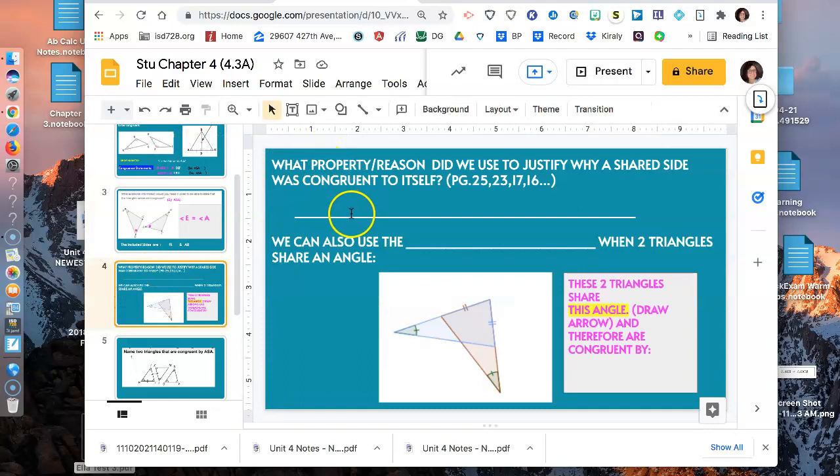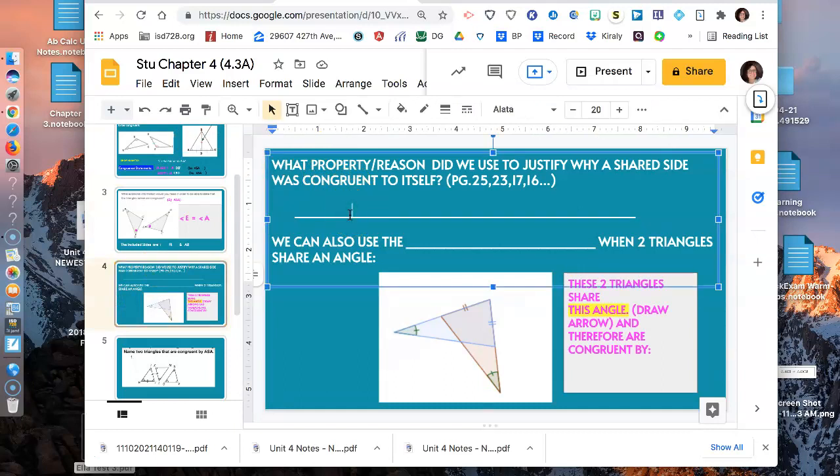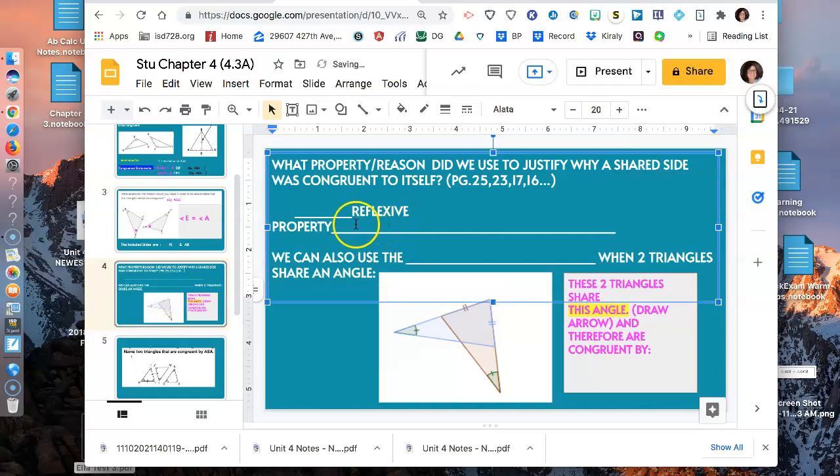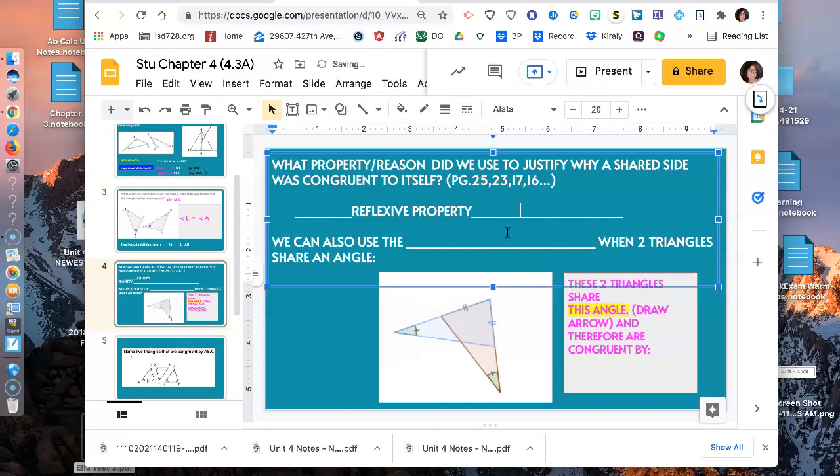So, back to an oldie but a goodie. What property or reason did we use to say that when two figures share a side, they're congruent? And we said, well, when it's itself, that's called the reflexive property, right? And it's coming back. I'm going to shorten that side up so it'll fit up there. You can do the same.